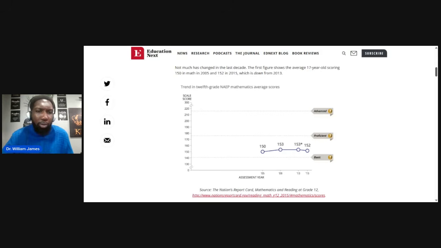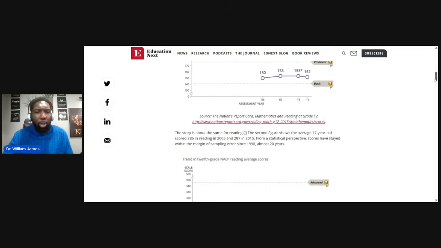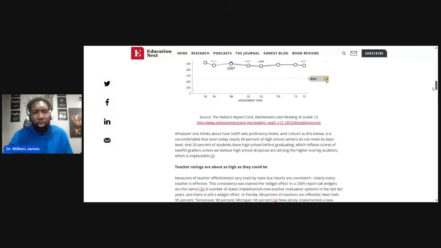Proficient is 175. And from 2005 to 2015, we went from 150, peaking at 153, down to 152 as the average over a decade, while they're implementing these observations.